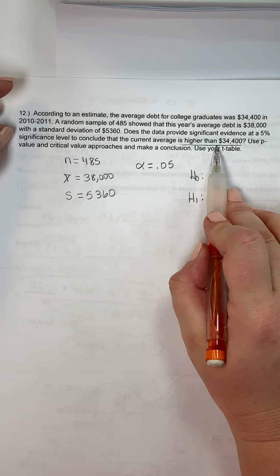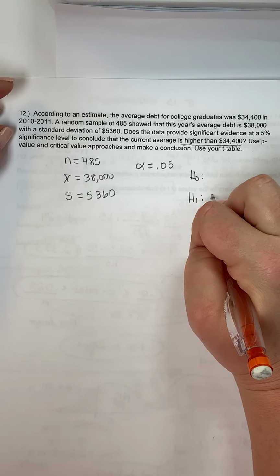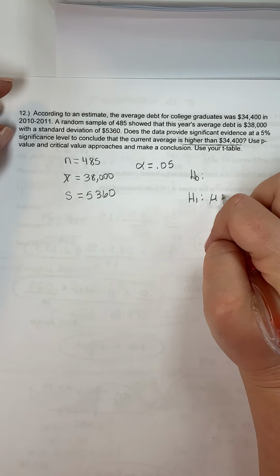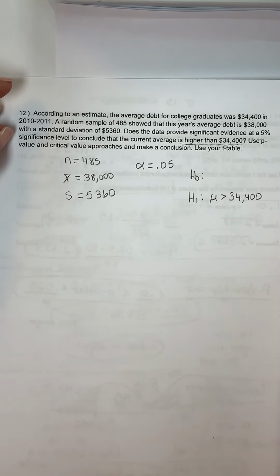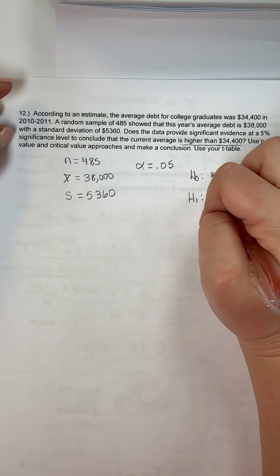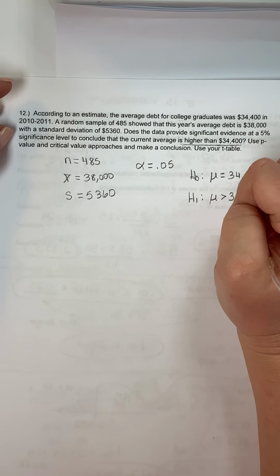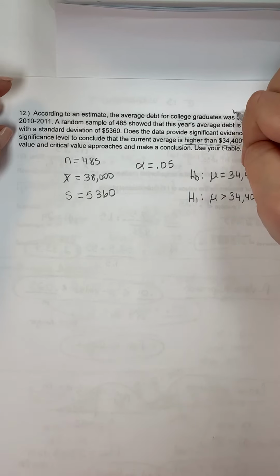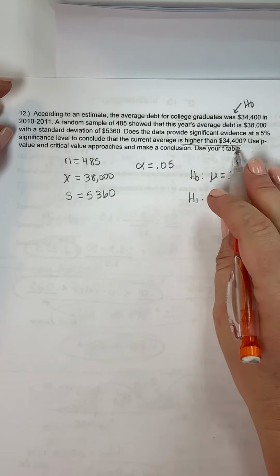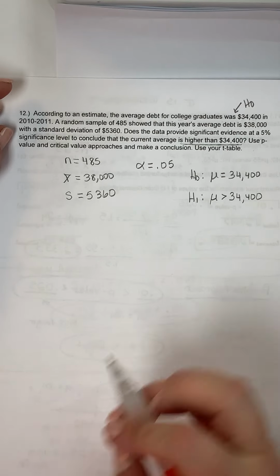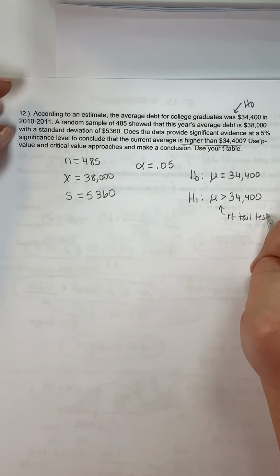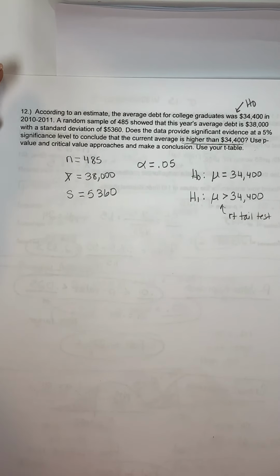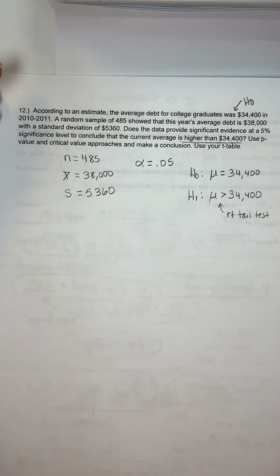This is what we're testing. Is this number greater than 34,400, or is it equal to, which is the null? So this was the null. This is the alternative because that's what we're testing. And greater than indicates a right-tailed test. Okay, so that is what we're doing. We had to get it all set up. That's how we're going to set it up.